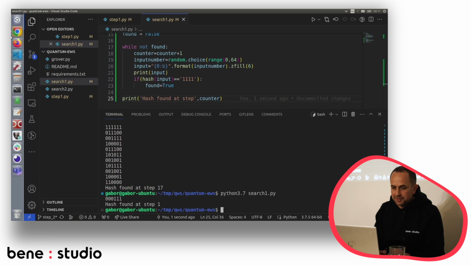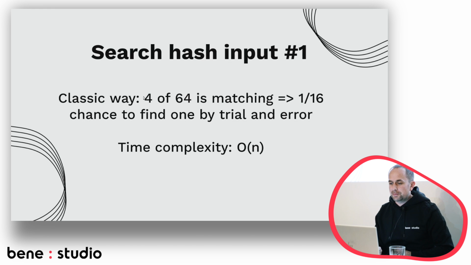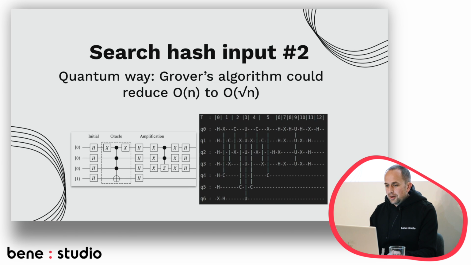You see that 4 of 64 are matching, so it's a 1 to 16 chance. But of course, you are not always so unlucky that you find it at the 16th step. So on average, around 8. Okay, so let's do it with Grover's algorithm.